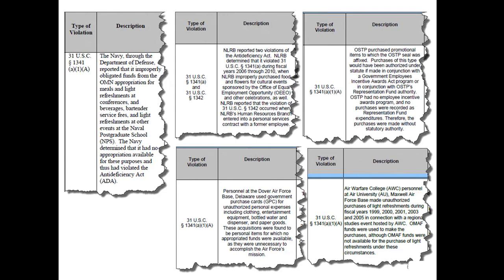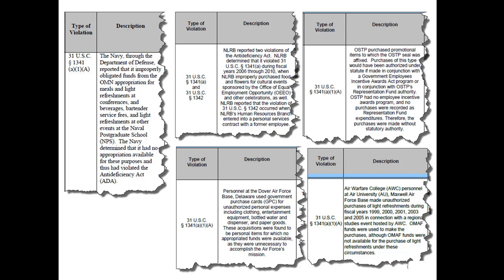Here are some violation reports on improper purchases, like meals and light refreshments, food and flowers, promotional items, clothing, entertainment equipment, bottled water, and so on. These suggestions are not intended to cover every possibility for violations of the Anti-Deficiency Act. Rather, it's to stimulate thought about the topic.